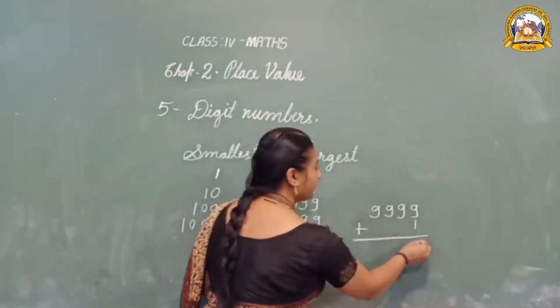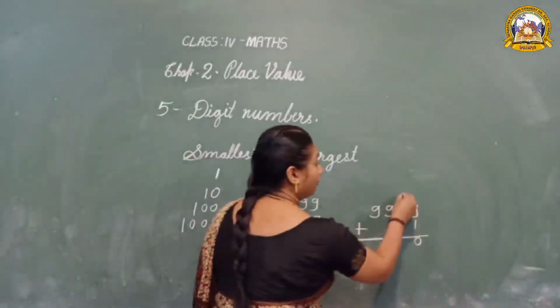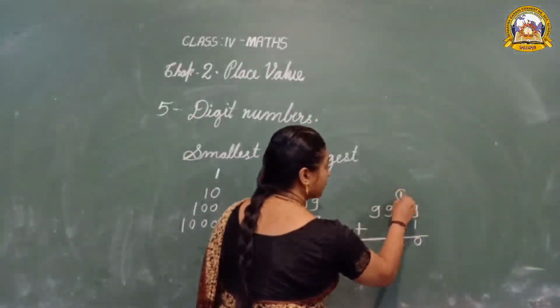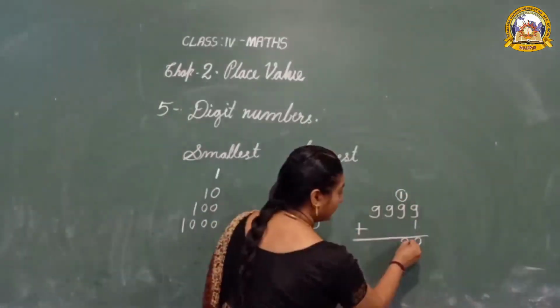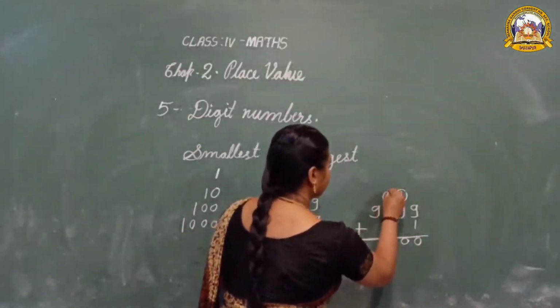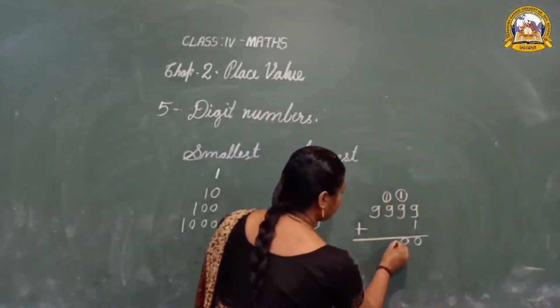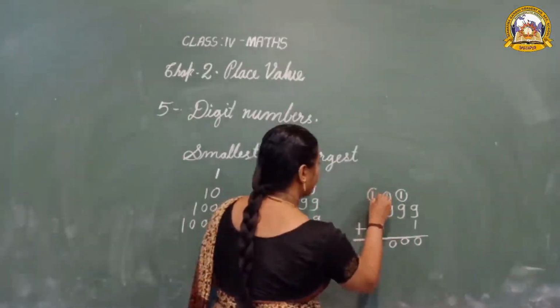9 plus 1 is 10. Carry the 1 to the next place. Then 1 plus 9, 10. Again write the 0 and bring the 1 to here. 1 plus 9, 10. 0. Carry the 1 to the next place.